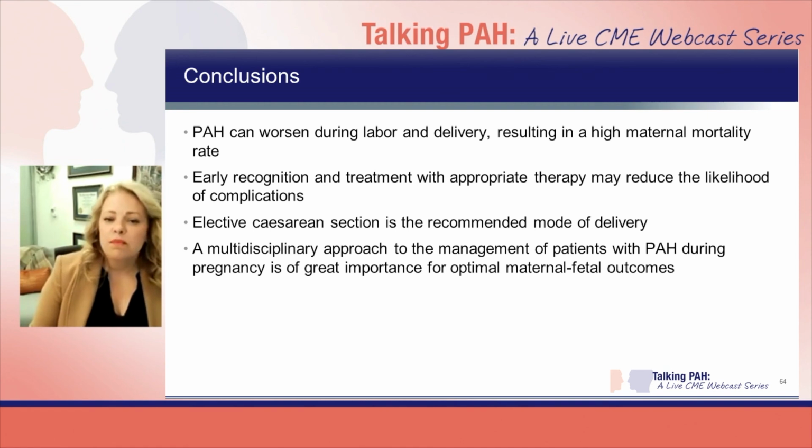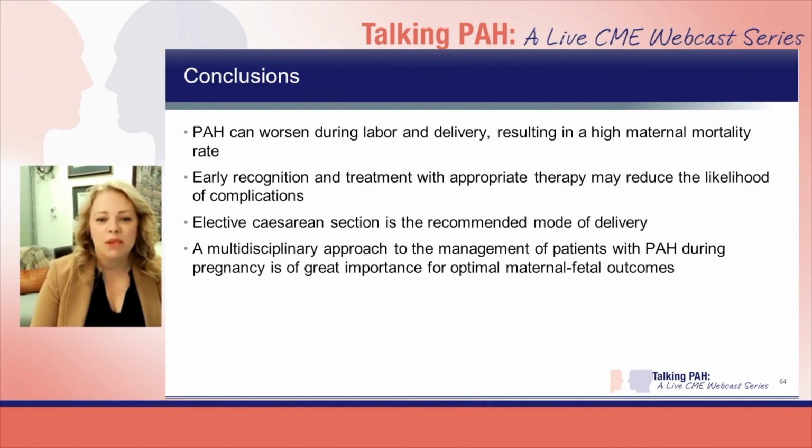So in conclusion, PH can worsen during labor and delivery, and we're putting a lot of stress on an already struggling right ventricle. Early recognition and treatment with appropriate therapy may reduce likelihood of complications. Elective C-section is the recommended mode of delivery as discussed, and you really need a team. And I think that's probably the most important takeaway from this case.